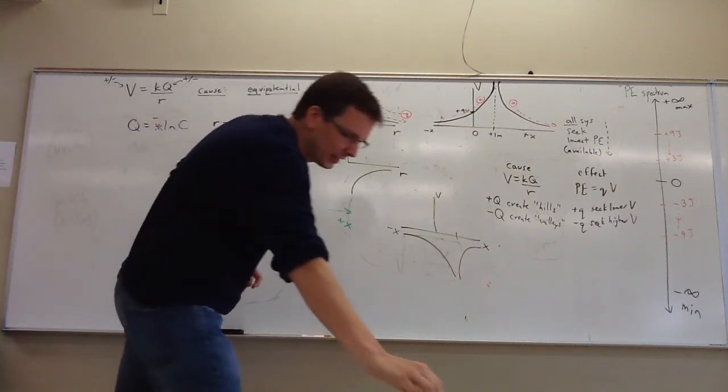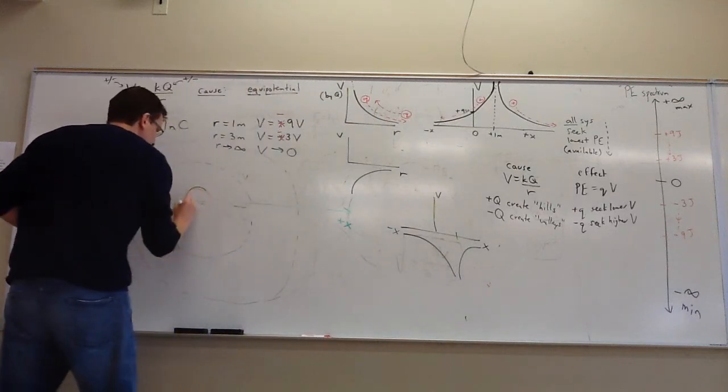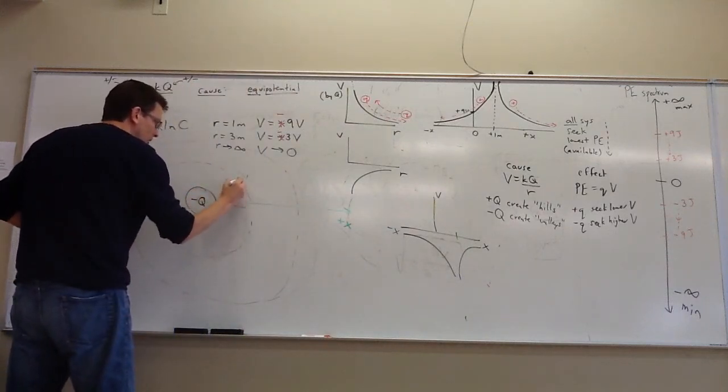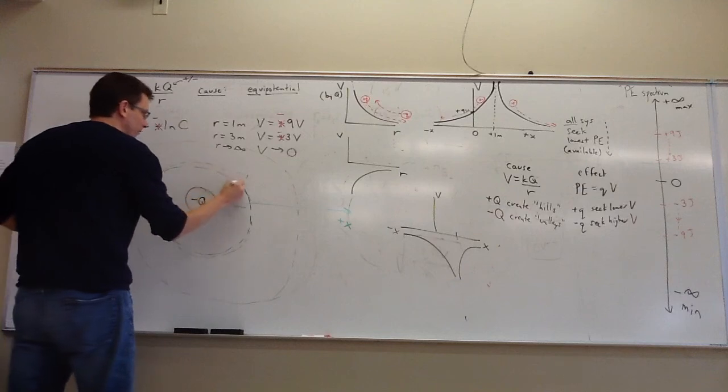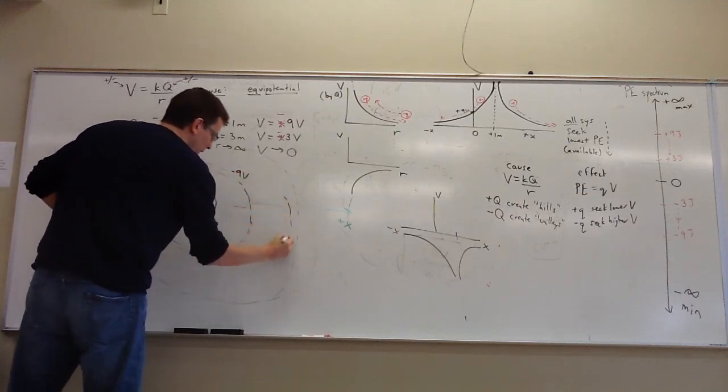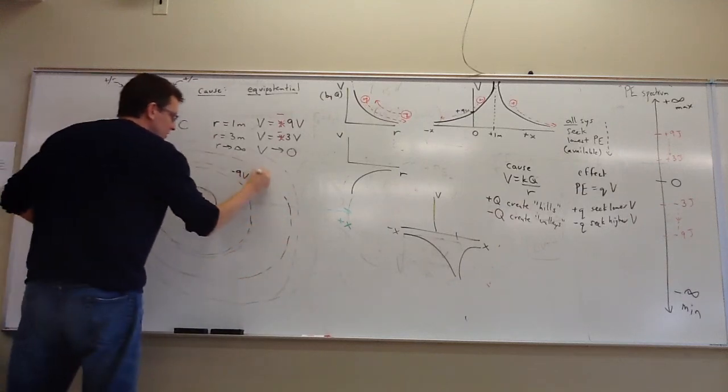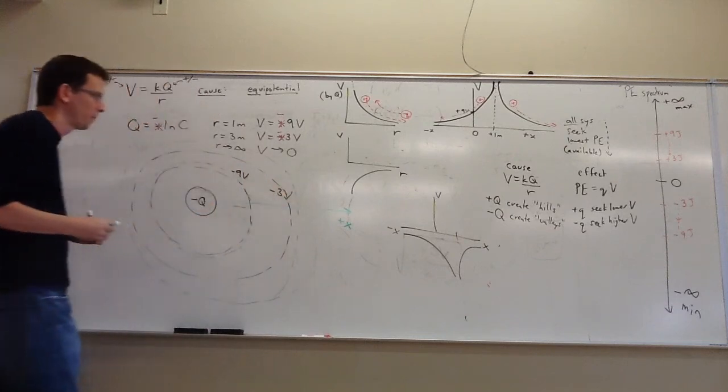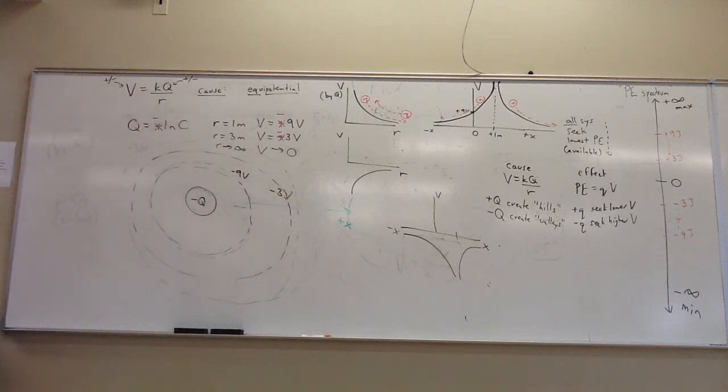So now we have a negative central charge. Nearby, it's more negative, so negative 9. And further away, it's less negative. You're climbing out of the ditch here, minus 3. We should probably double check that all is well on the effects side.